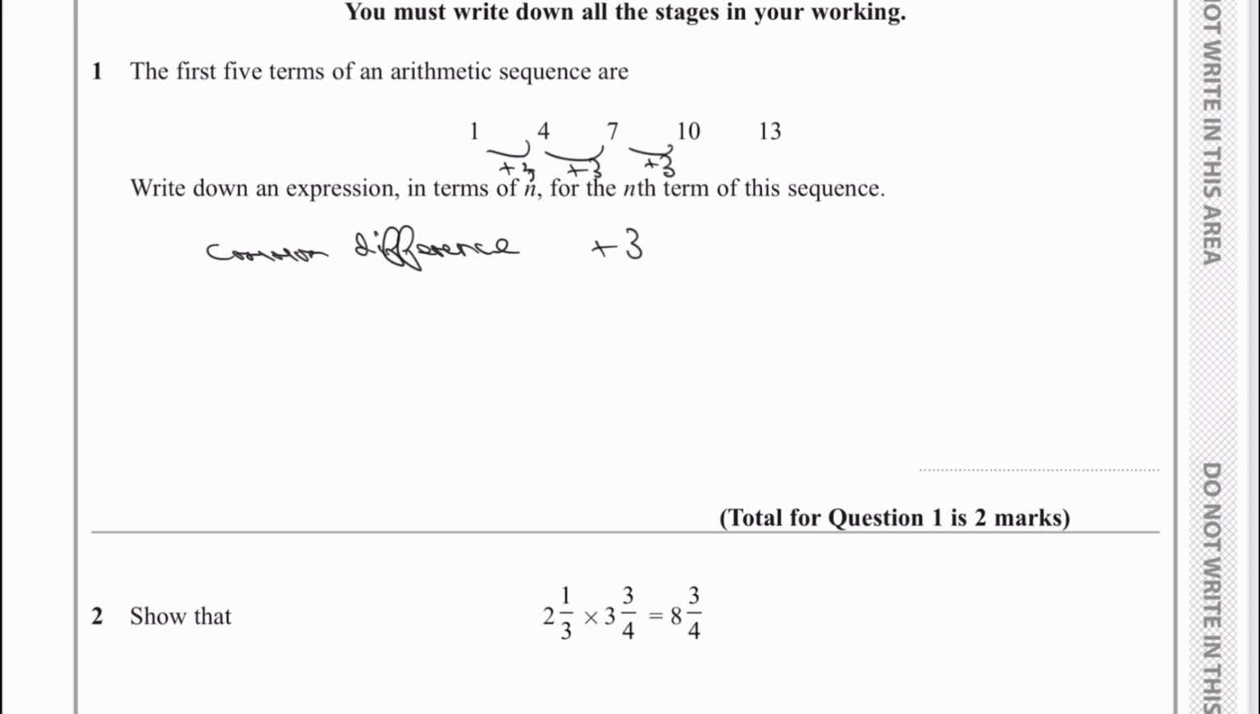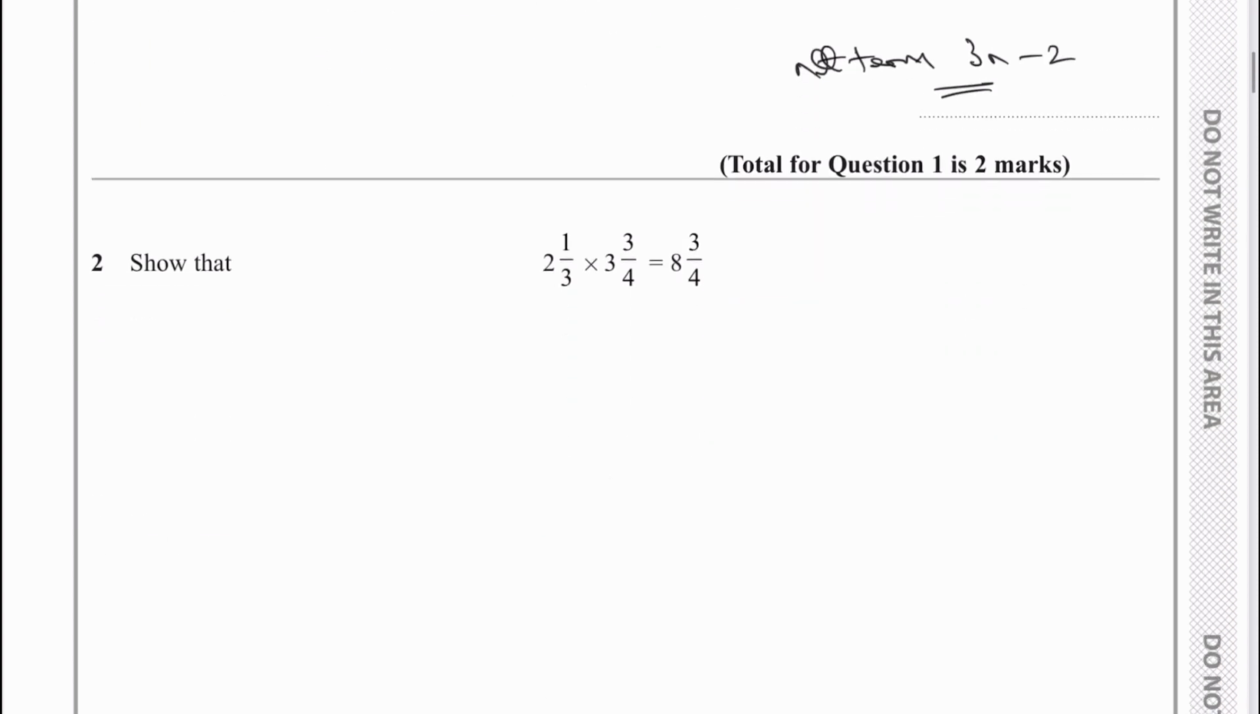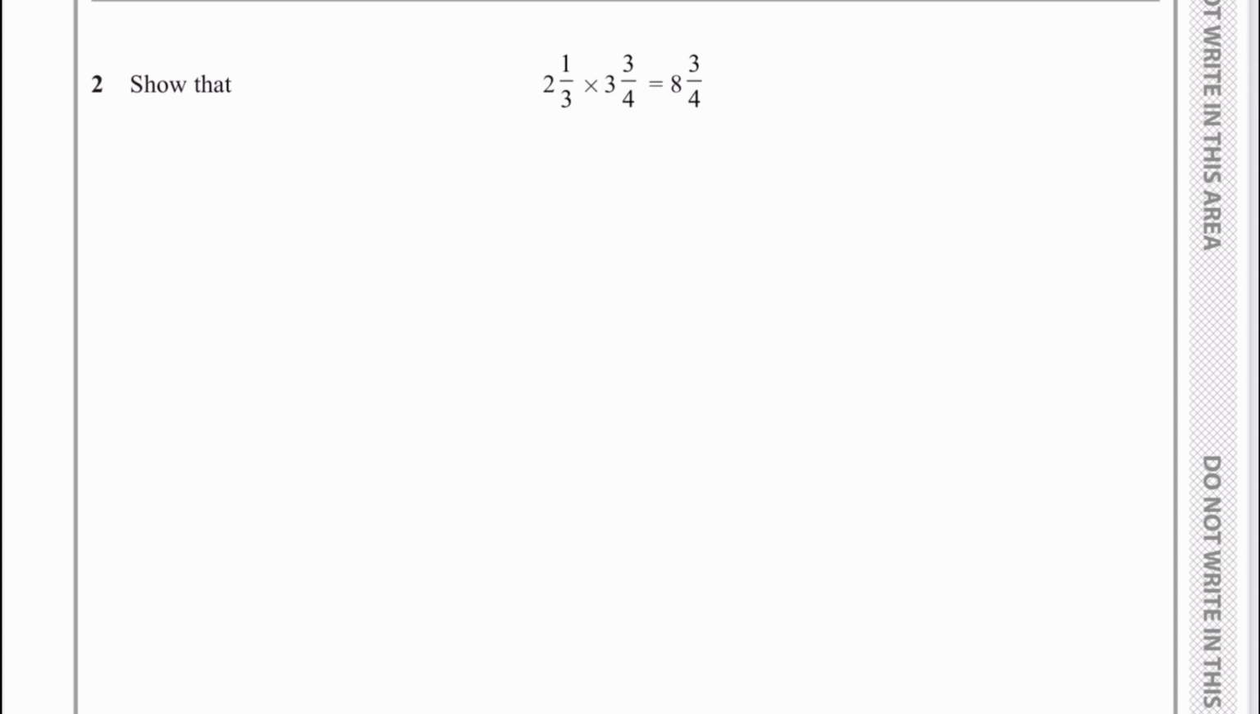The other thing that we need is what's called the 0 term, which is where the sequence actually starts from. And the 0 term in this particular case will be -2. Remember that 1 is the first term and 4 is the second term. So the 0 term is going to be -2, and when we put that together, we write it as the nth term is going to equal 3n minus 2, and that would be the answer to the first question for 2 marks.